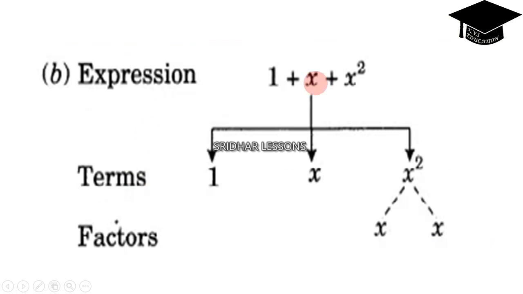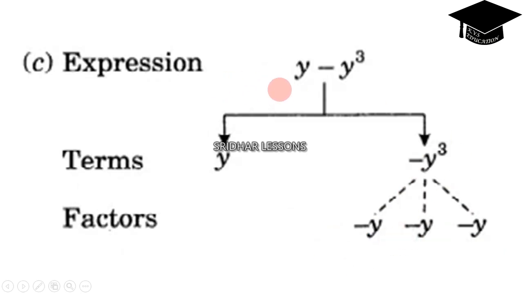Next one, expression is 1 plus x square. So the terms are 1, x and x square. For the term x square, the factors are x and x. Okay, it is very simple.